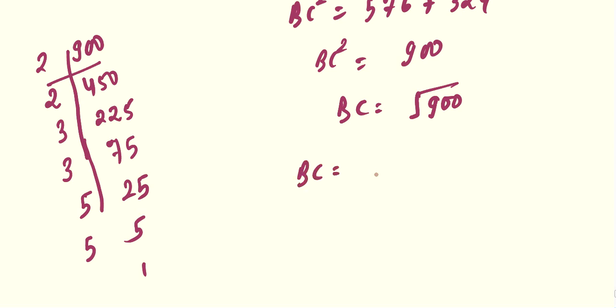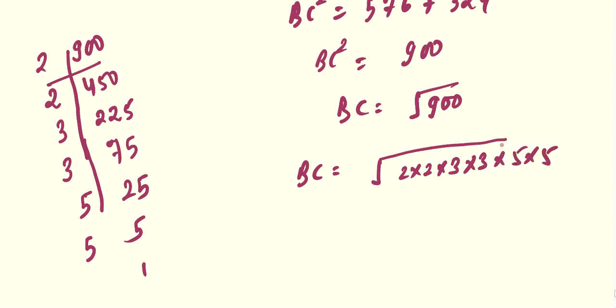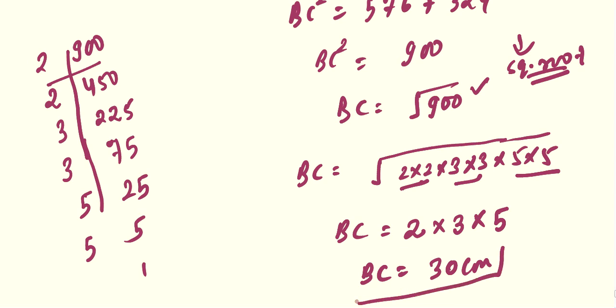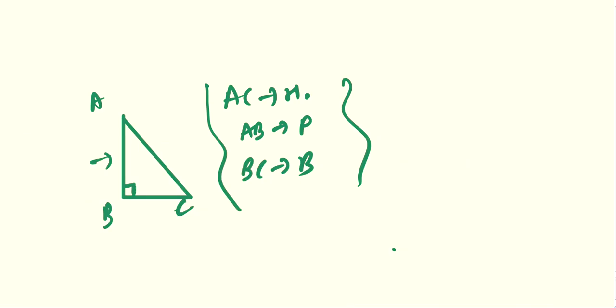So simply BC equals to under root 2 into 2 into 3 into 3 into 5 into 5. Now you are finding square root here, so you have to make pairs of two values. So BC equals to, now we have one pair of 2 and 2, so we will write 2. Then 3 and 3, only 3. Then 5 and 5, only 5. So BC equals to what? 5 times 3 is 15 and 15 times 2 is 30. So 30 centimeter we got here.